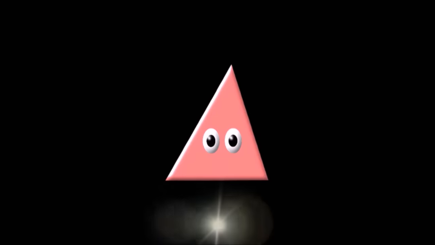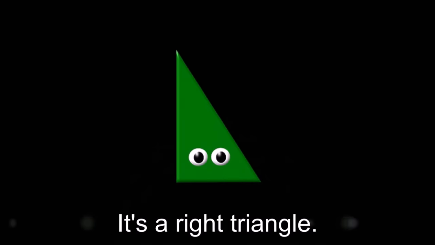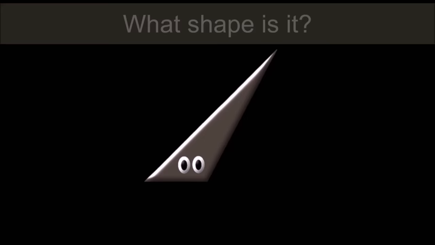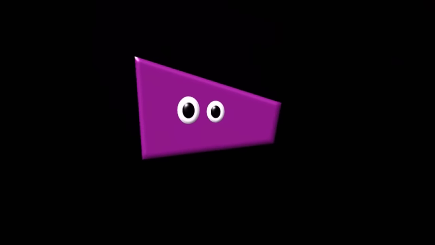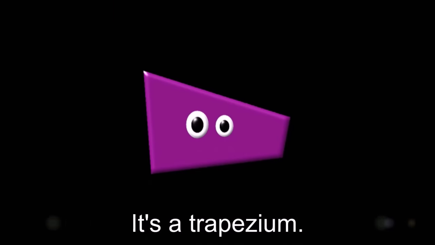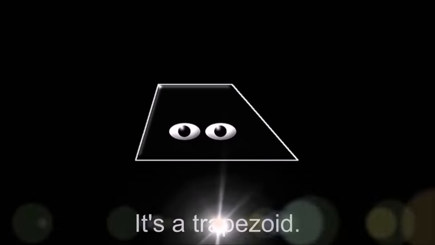What shape is it? It's an acute triangle. What shape is it? It's a right triangle. What shape is it? It's an obtuse triangle. What shape is it? It's a trapezium. What shape is it? It's a trapezoid.